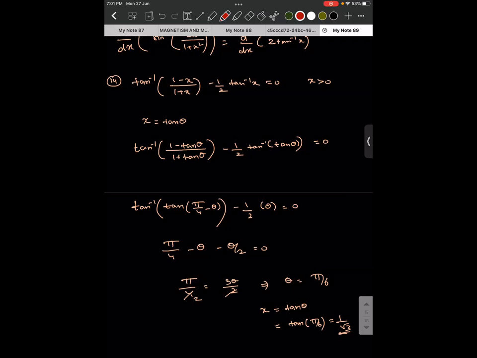Try the next one. 15th, and the 15th is easy. Cos of sin inverse x plus cos inverse x.